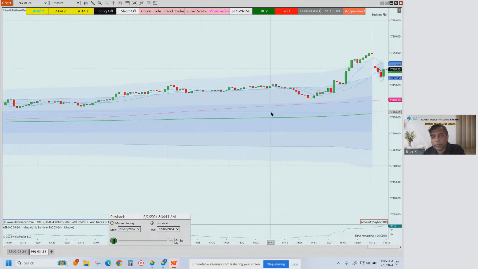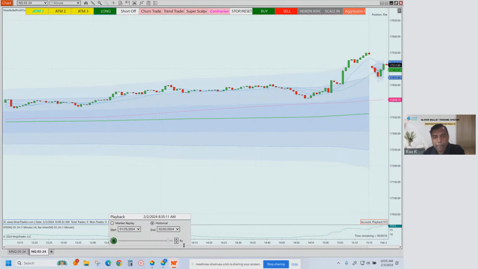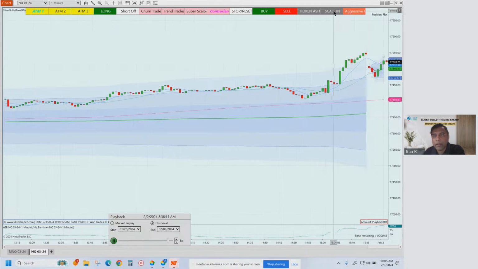So it's been 5 minutes. So I feel it's going to be in the uptrend. So I will bet on the long side and wait for a trade. I'll keep the scale in button on, so in case we have to scale in, we'll scale in as well.